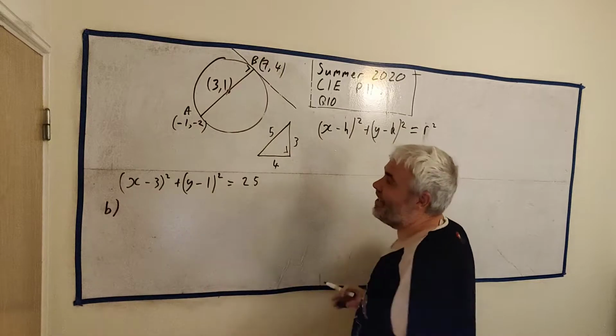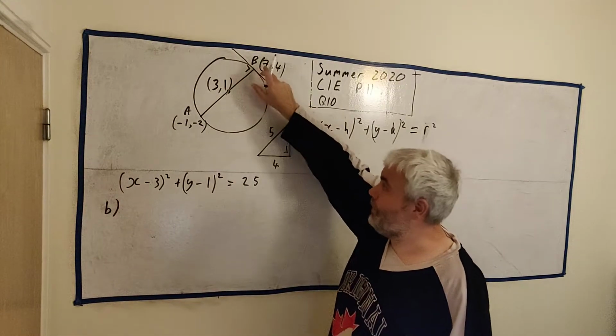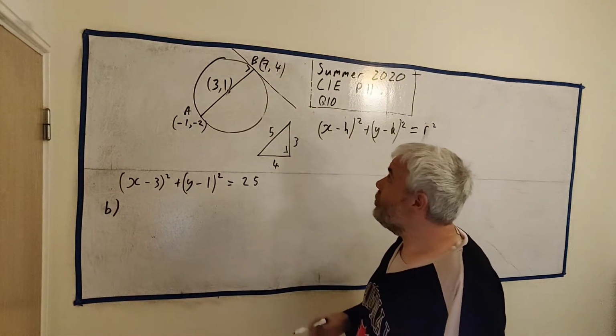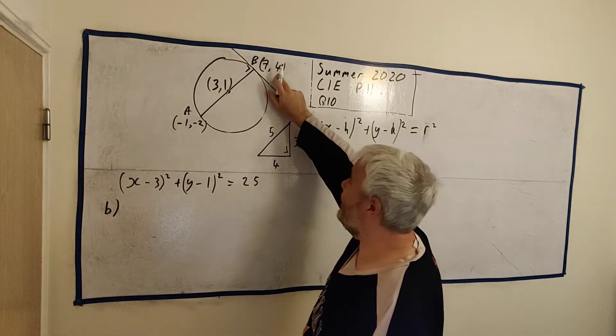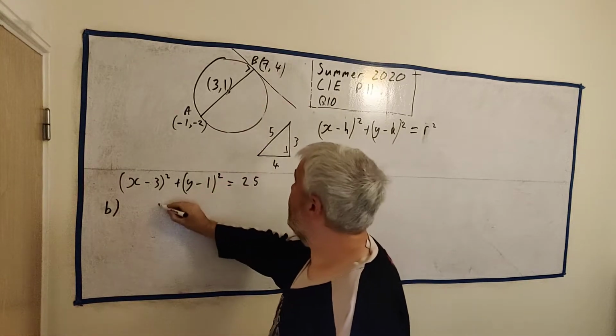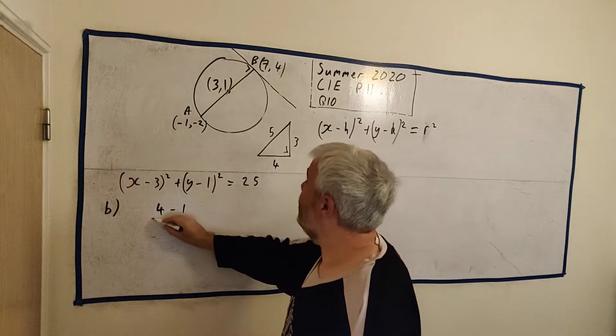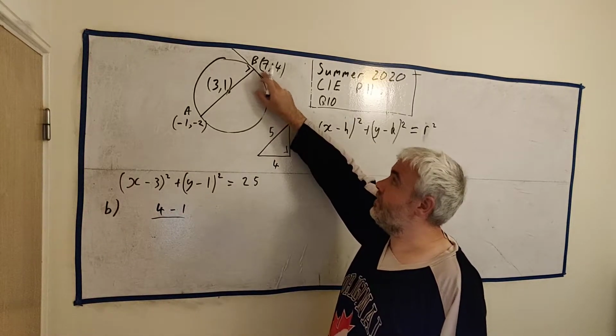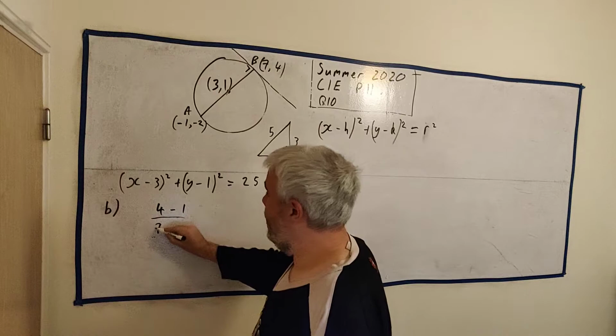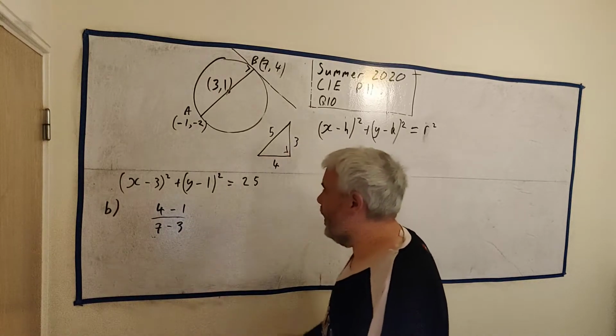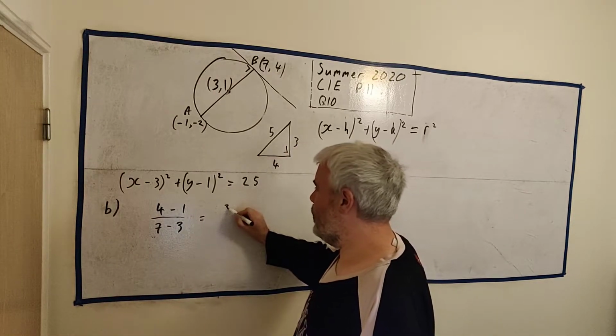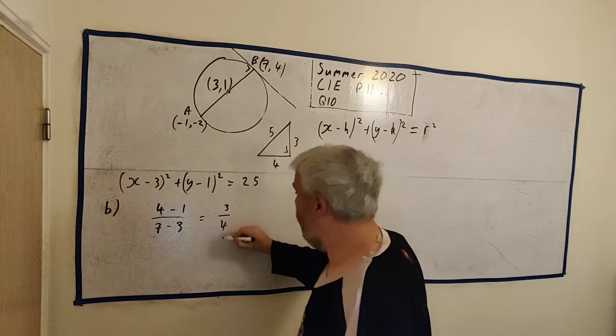Okay, so take any 2 points you want along this line. I guess it will all give you the same slope. I'll just pick B and the center here. So I get the slope. The slope is the difference between the y's, that's 4 minus 1, divided by the difference between the x's, that's 7 minus 3. Again, this is our slope formula. And this is equal to 3 over 4.